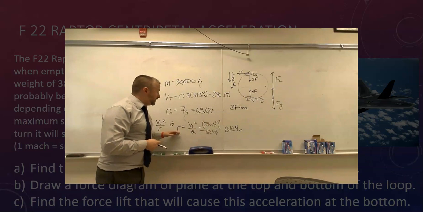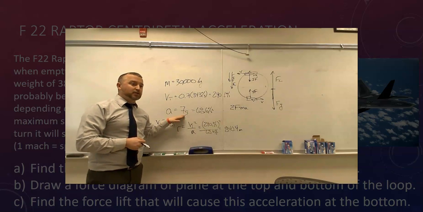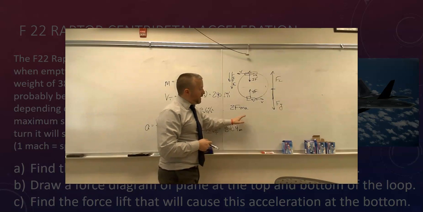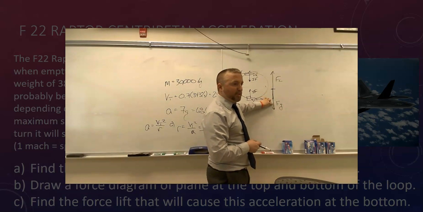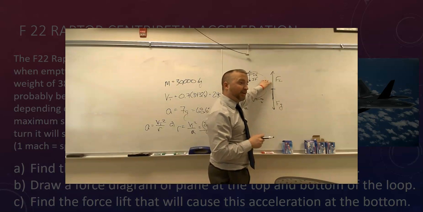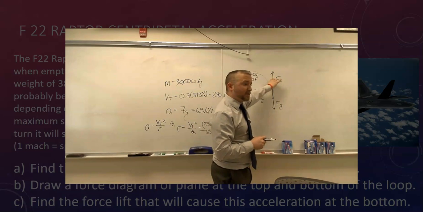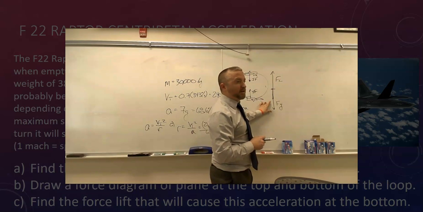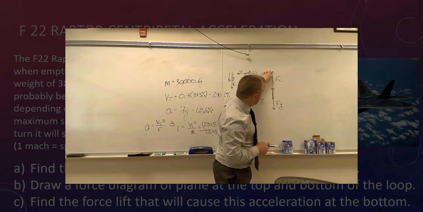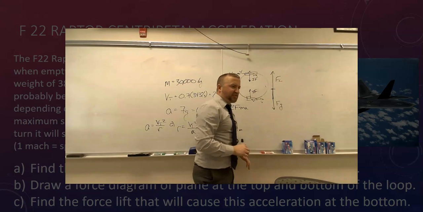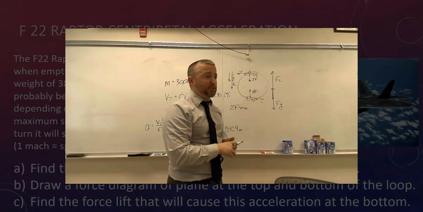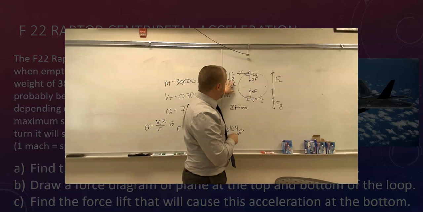Because you are pulling a 7G turn. Okay? Force gravity causes 1G. This extra amount of force would cancel that, so actually this extra force here is probably going to be 7 times what this guy normally is. Okay? Because we have to counter out that. So this total force lift would be 7 force of gravities plus this extra one, or 8 times what force gravity usually is.